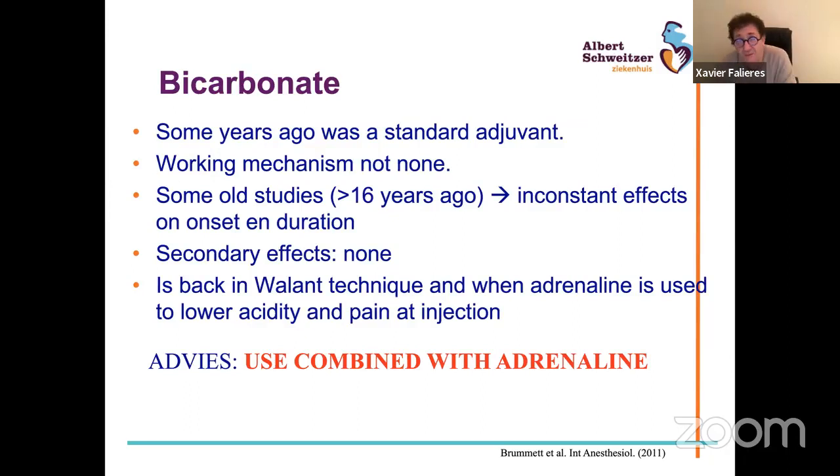And bicarbonate is from a very young time. We were using some bicarbonate with the idea of working on the PK of the mix to give a better onset time and longer blocks. No. But I will speak about the Wallen technique in the next hour. It is very interesting for you in some very remote areas. It is combined with adrenaline. It will lower the acidity and lower the pain at injection when you are using lidocaine with adrenaline.